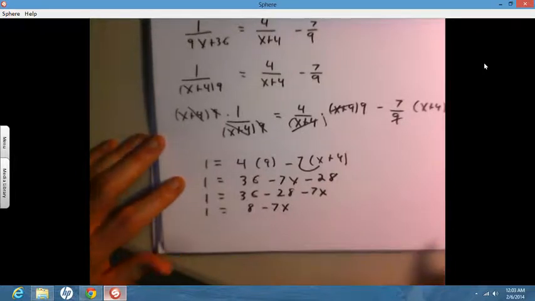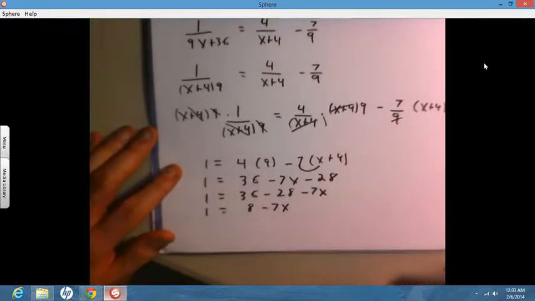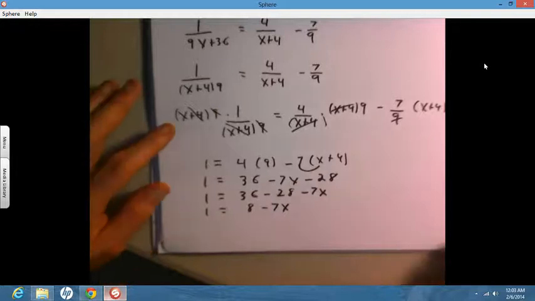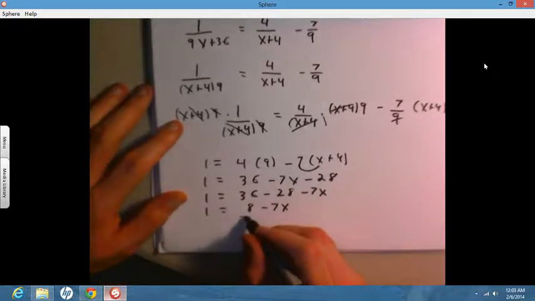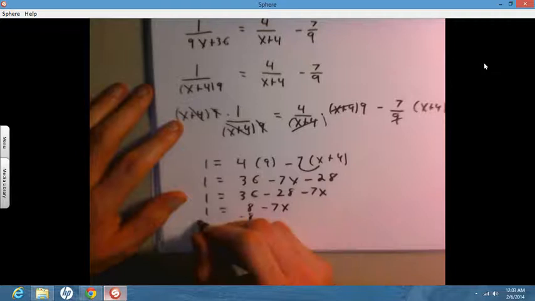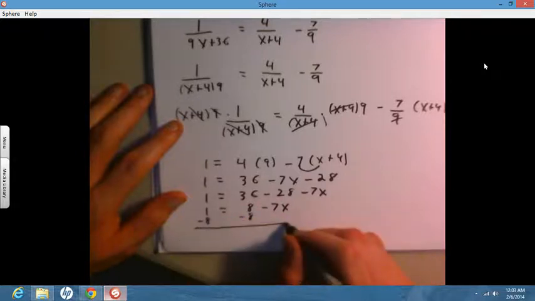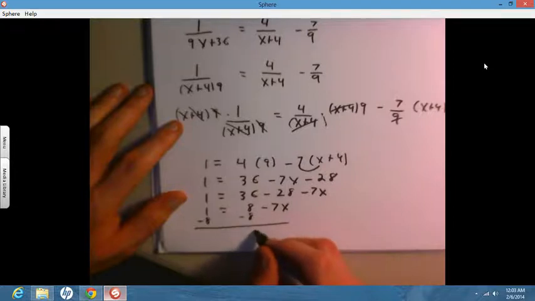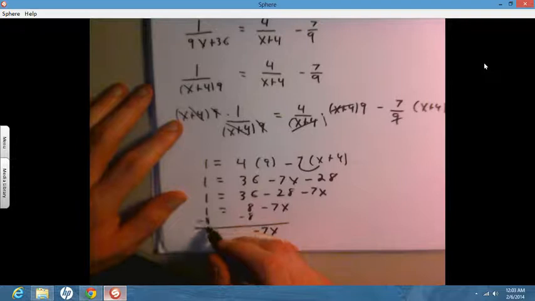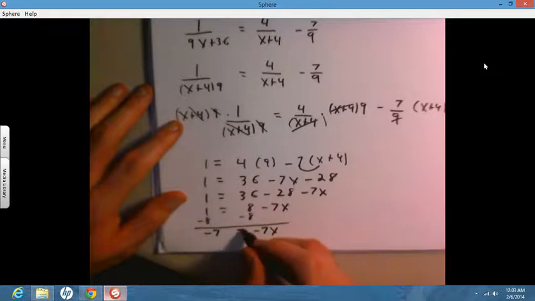And I'm going to subtract 8 from both sides. So I have minus 8, minus 8. The 8's cancel, so all I have is a minus 7x over here. And 1 minus 8: if I have $1 in the bank and I go out and spend 8, I'm in debt by $7. So negative 7 is equal to negative 7x.